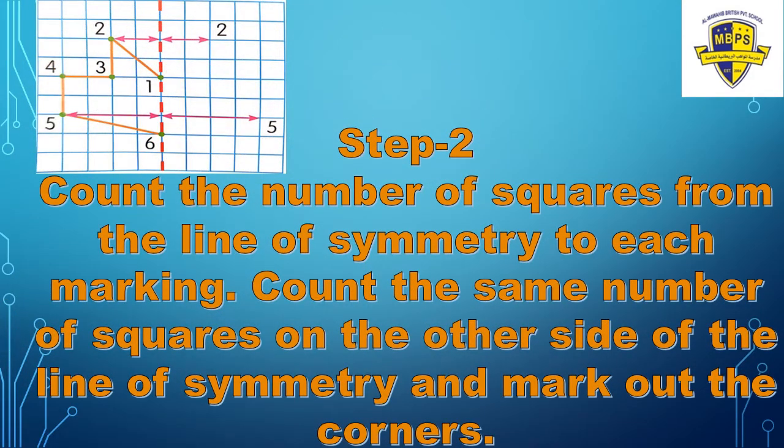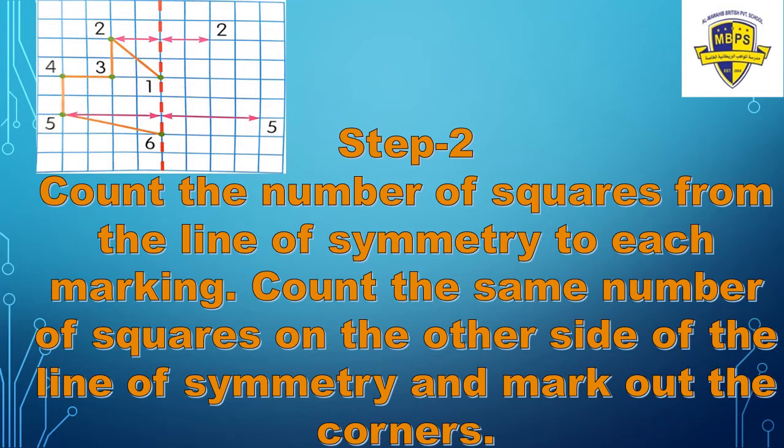Come on students, now we are going to follow step 2. Now what we have to do here in step 2, we are going to count the number of squares from the line of symmetry to each marking. Now if you see marking 1 is on the line of symmetry, so we cannot count. Now if you see marking 2, how many squares is it away from the line of symmetry? Count and tell me. Very good, it's 2 squares away from the line of symmetry.